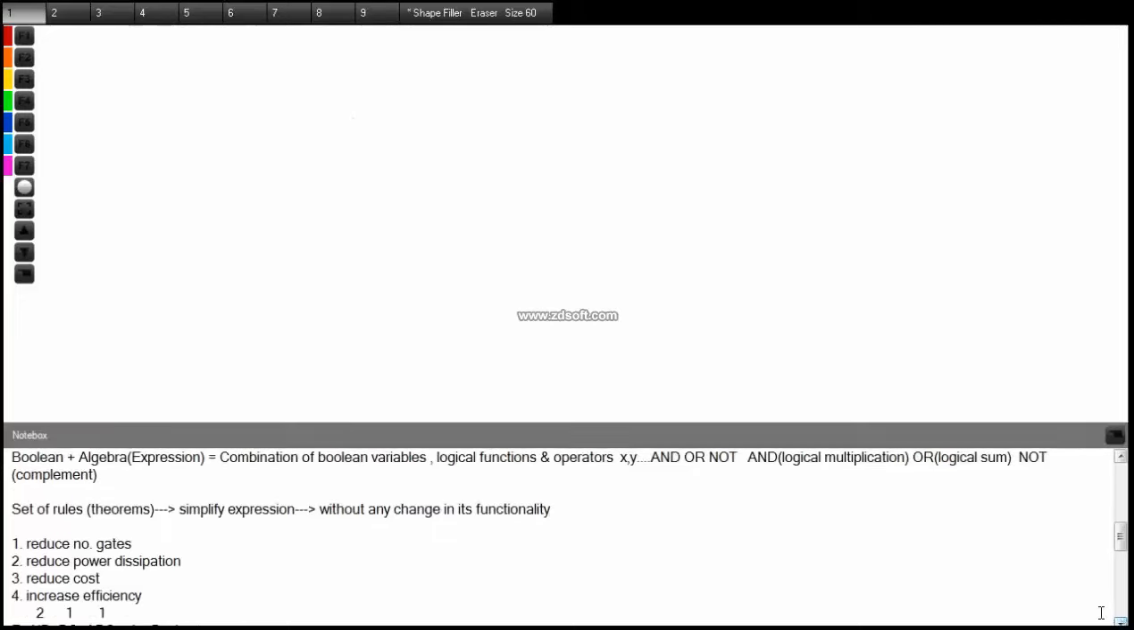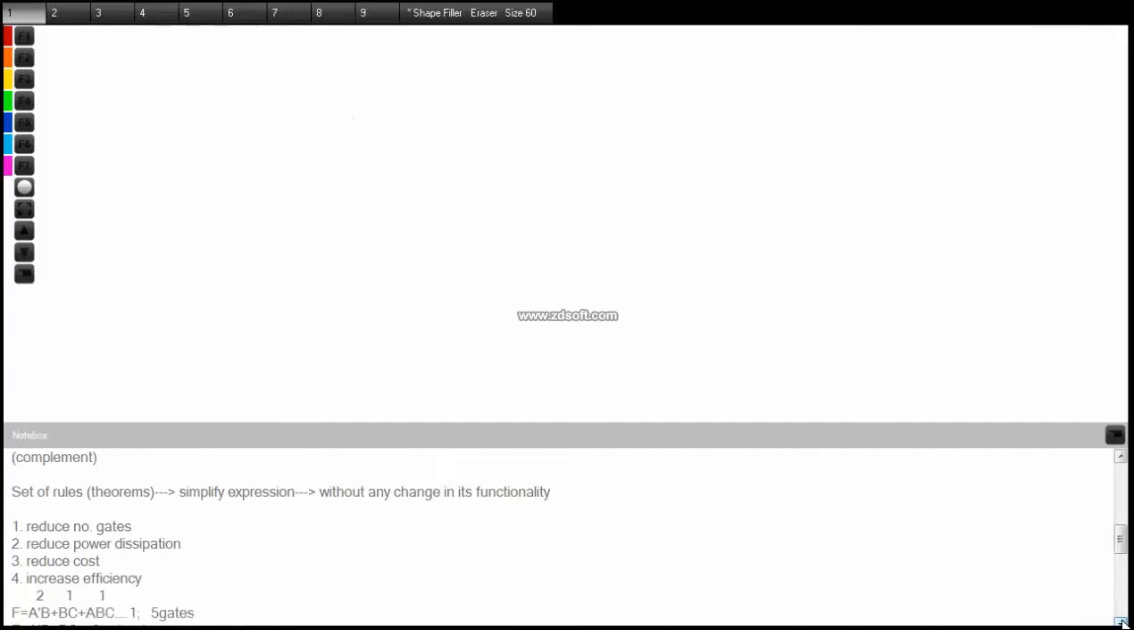Now, talking about its functionality, that is, without any change in its functionality, as I said, this will be more clear to you when you go through your unit 2 and unit 3. For now, you can see the example I have given here. Look, I have considered the first statement. F is a function. F is equal to a naught b plus bc plus abc.